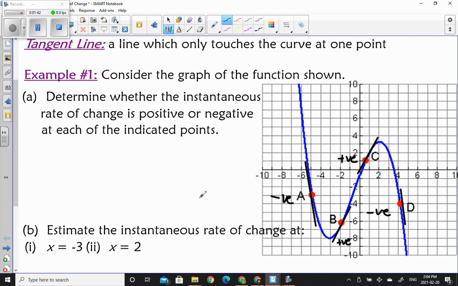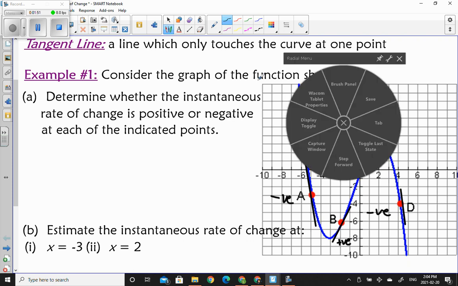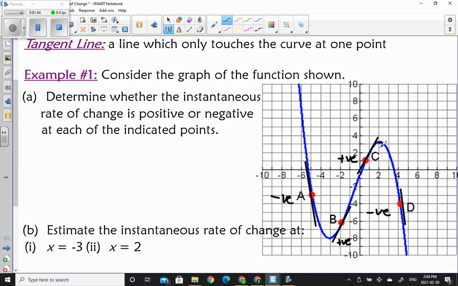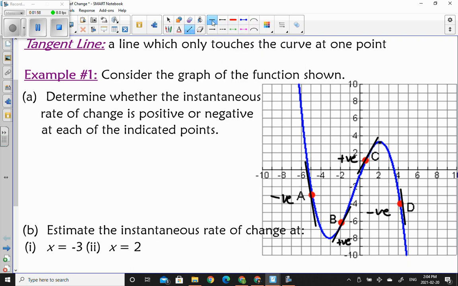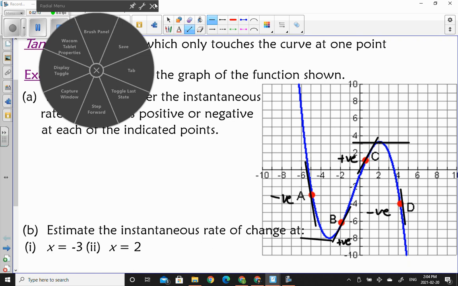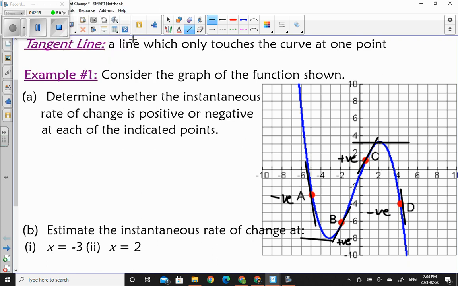Okay, and we can also say, let's take these points that are maximums and minimums over here. Let's take this maximum. Let's say I had to draw a tangent line to the curve at that maximum point, the slope would be 0. Similarly, if I did a tangent line to the curve at the minimum point here, the slope would be 0, right?